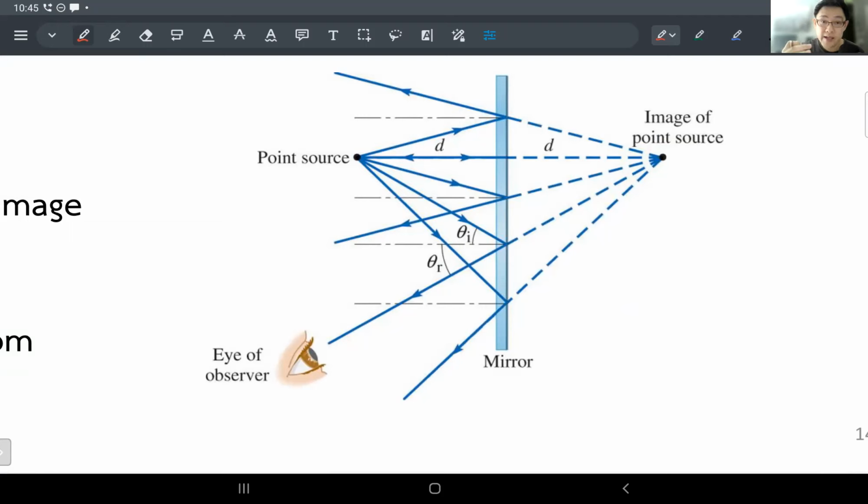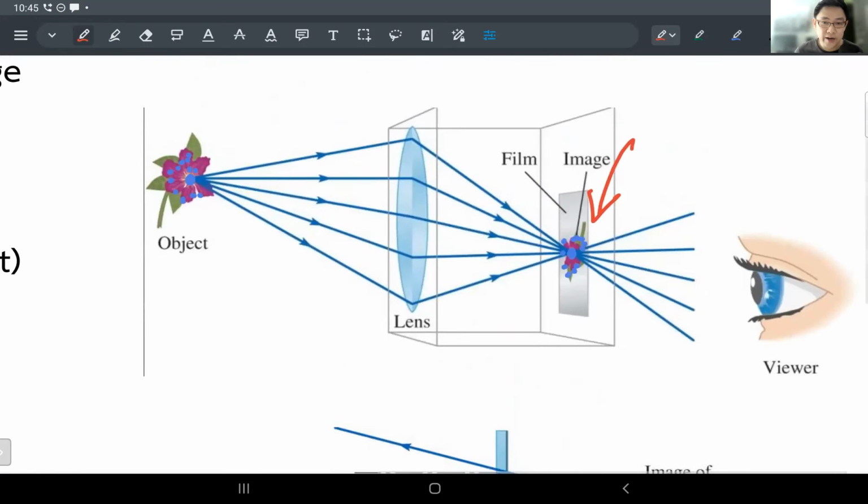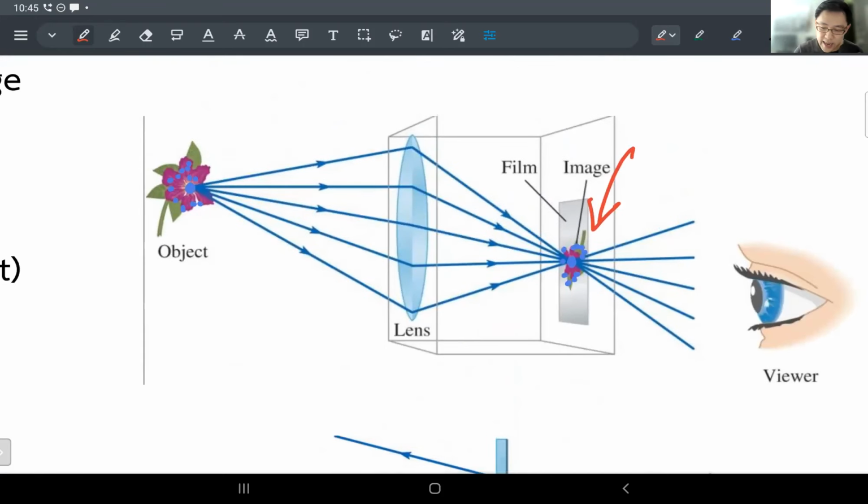The image behind the mirror that you are seeing in the bathroom, that's not a real image. Does that make sense? The one on top that you just saw over here, that's real, because I can put this light on a CCD, on a film, on a screen, on a paper, whatever.